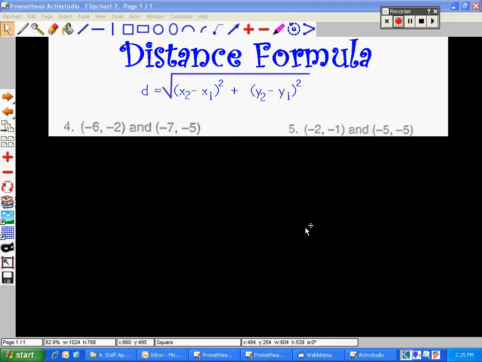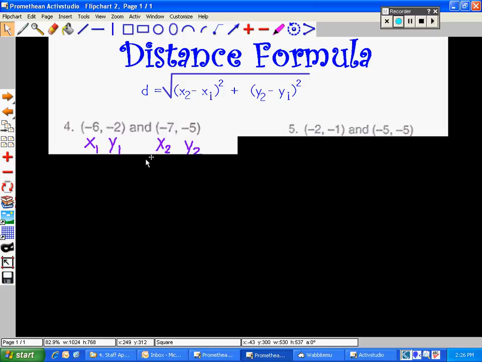Today's lesson is on distance formula. On your formula sheet, you will find the distance formula, as you can see right here. The most important thing is to label your ordered pairs. We're going to find the distance between this point and this point in space. How far apart are they? Well, we use the distance formula.